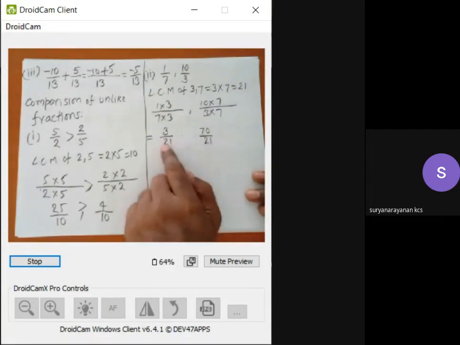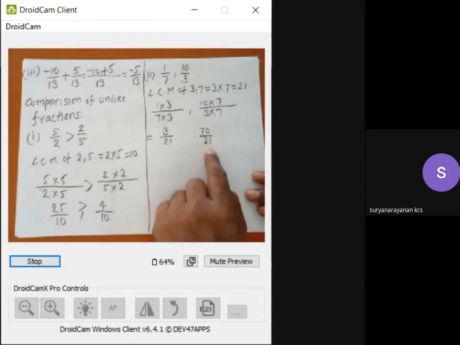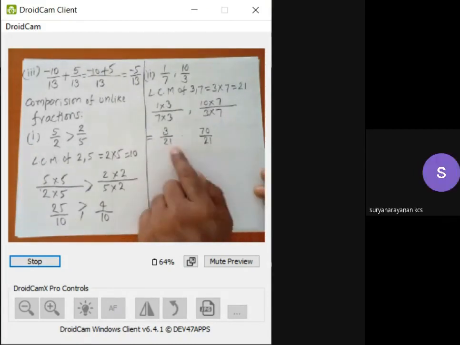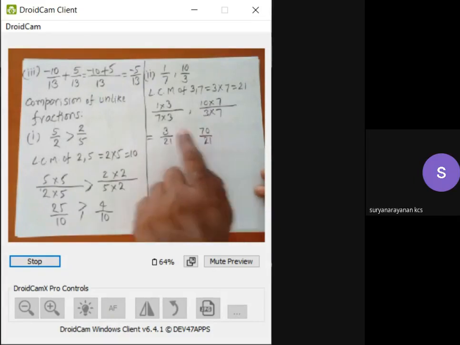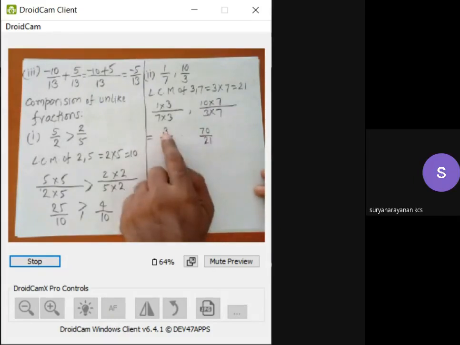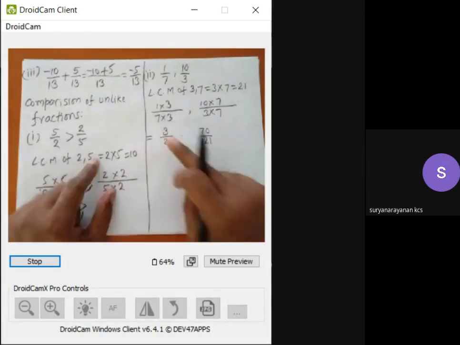Yes or no, my children? They are like fractions or not? Yes, sir, they are like fractions. Then we can easily compare them. Now tell me which fraction is a bigger number, which fraction is smaller? 70 is bigger and 3 is smaller. Yes or no? So 3 is smaller.